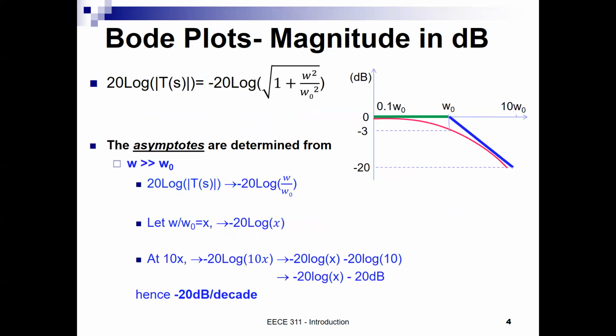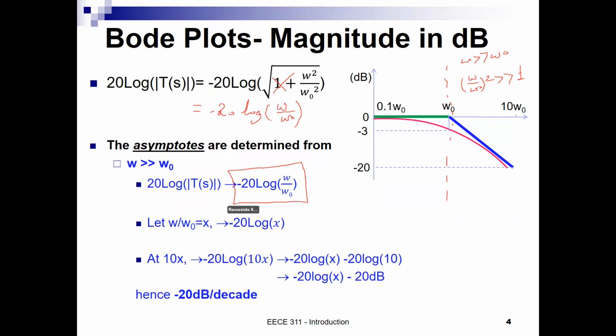The second region that we are interested in is the region where ω is much greater than ω0, and we would like to draw the asymptote there. Now, if ω is much greater than ω0, this means that (ω/ω0) squared is much greater than 1. This means that I can ignore the 1 here. Now with the square root and the squared term, we wind up with the magnitude in dB being equal to minus 20 log ω/ω0. Now this is the approximation for the transfer function magnitude in this region.